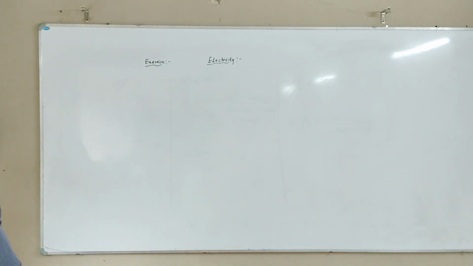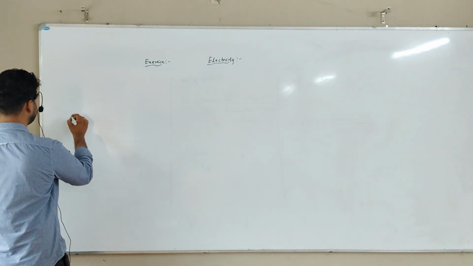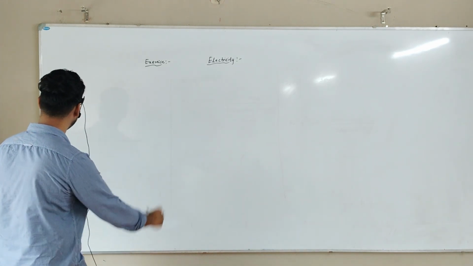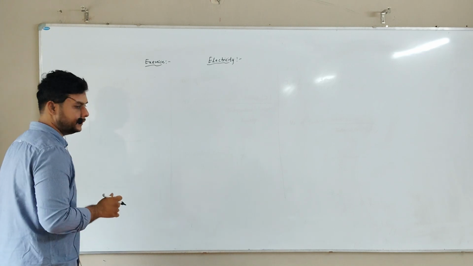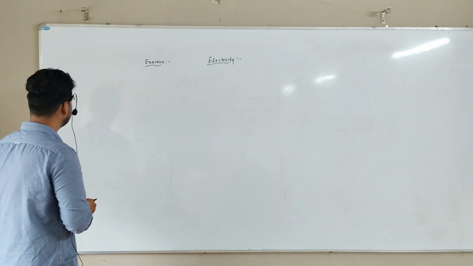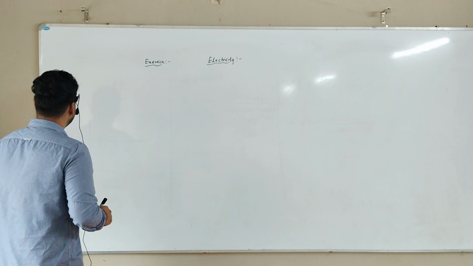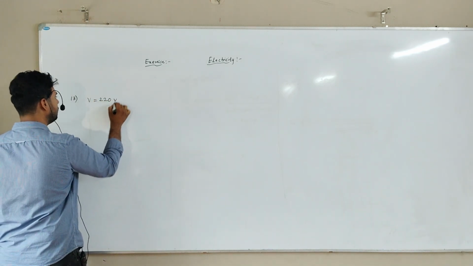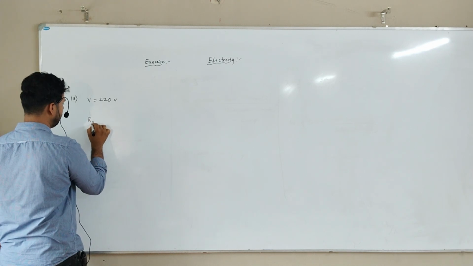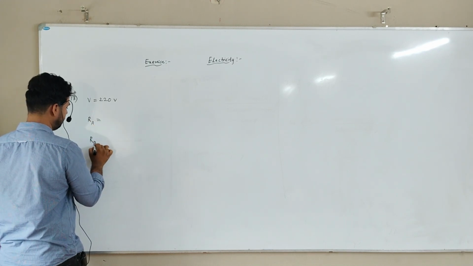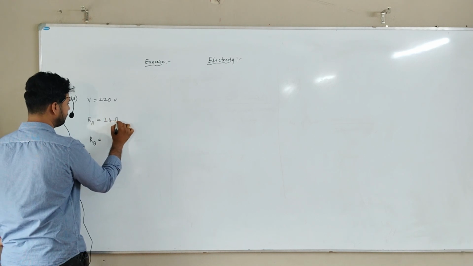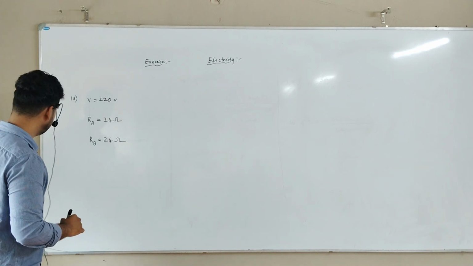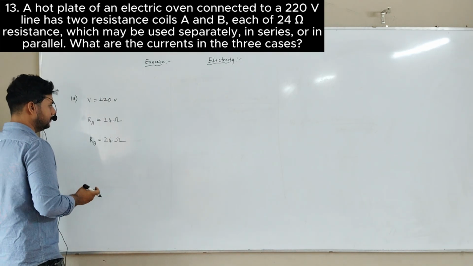Read next one. Which one? 13th one. Read. A hot plate of electric oven connected to a 220 volt line has two resistance coils, A and B, each of 24 ohm resistance, which may be used separately, in series or in parallel. What are the currents in the three cases?